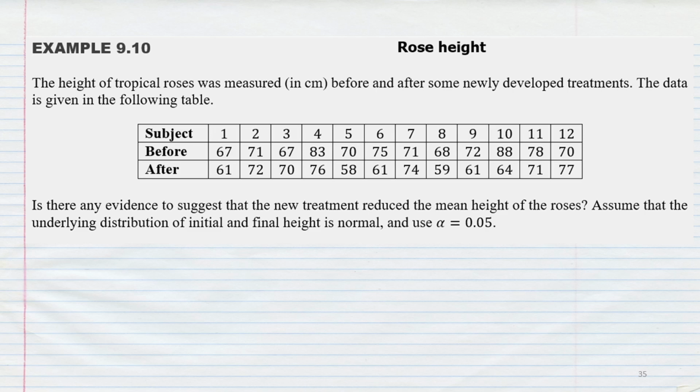Let's do example 9.10 in the textbook to illustrate hypothesis test to compare two population means, paired data. The height of tropical roses was measured in centimeters before and after some newly developed treatments. The data is given in the following table. Is there any evidence to suggest that the new treatment reduced the mean height of the roses? Assume that the underlying distribution of initial and final height is normal and use alpha equals 0.05. Pause the video and use the cheat sheet to solve this problem.